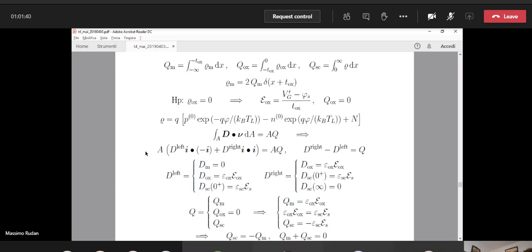Then we have the Gauss theorem. It's really trivial. If you apply the Gauss theorem to any of those cylinders, and you remember that only the two faces contribute, then the final relation is this: the displacement vector on the right face, that we call d right, minus the displacement vector on the left face.